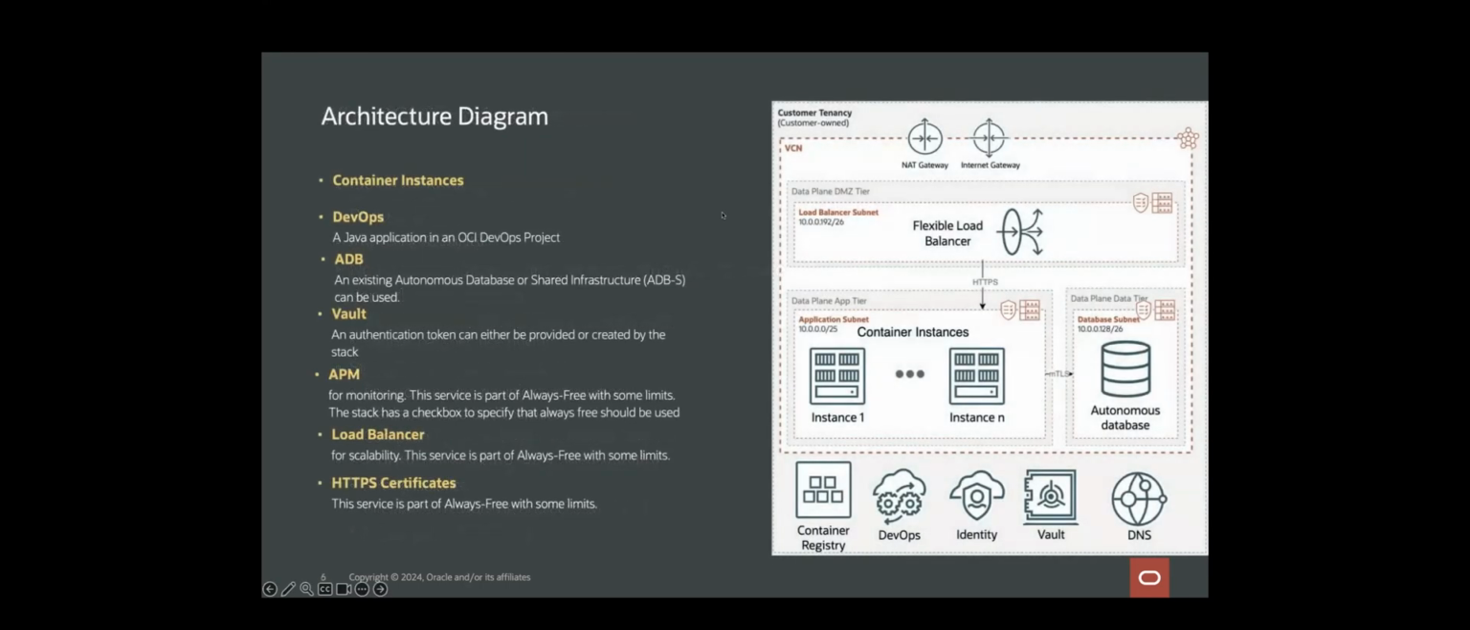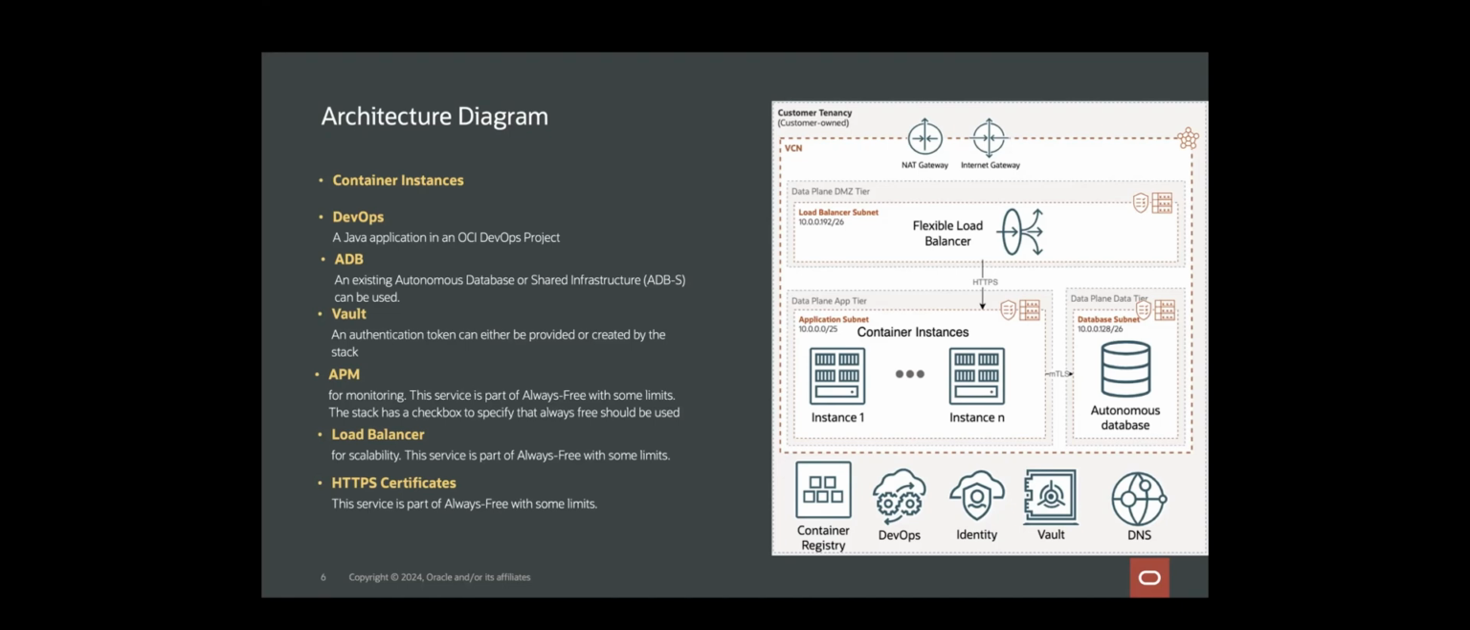Now let's move to the architecture diagram of the app stack for Java. Here we mainly use container instances, which I already mentioned are important. For deployments, you can go with instances 1 to n, depending on the availability. The second important part is DevOps: the Java application in OCI DevOps projects. You can mirror it to an existing GitHub repo and use that as the source control. This isn't required for an application provided as a container image.